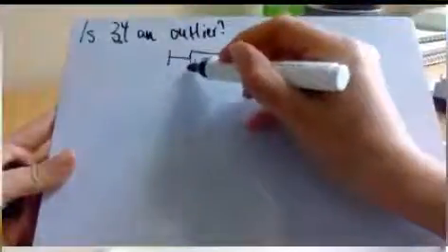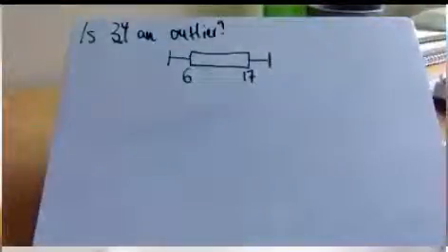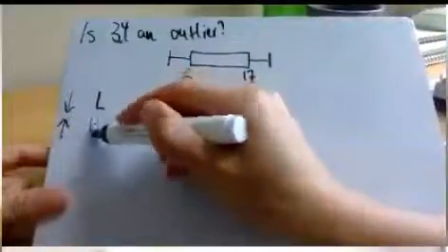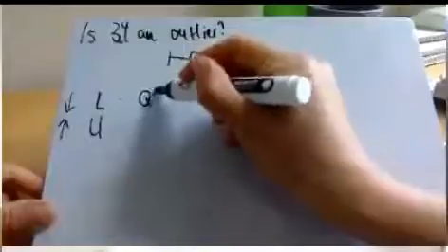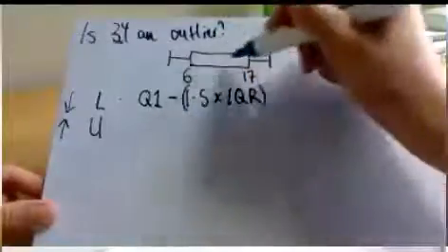Your quartile 1 is 6 and your quartile 3 is 17. We don't need too much other information at the moment. Basically, an outlier is a number that is either smaller than your lower fence or larger than your upper fence. And these two fences have a formula for them. So your lower fence is going to be quartile 1 minus 1.5 times your IQR, your interquartile range.